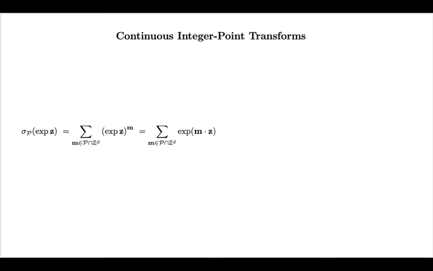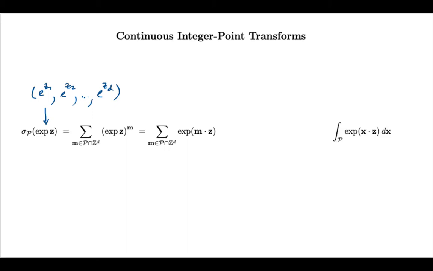So we'll start with our discrete integer point transform, usually called sigma sub P, for some polyhedron P, and an exponential variable. So what this means is simply, if I have d variables, this is the variable e to the z1, e to the z2, and so on. And so our integer point transform becomes a sum over exponential functions of the dot product of an integer point with this variable z. And so the continuous analog of this is the integral.